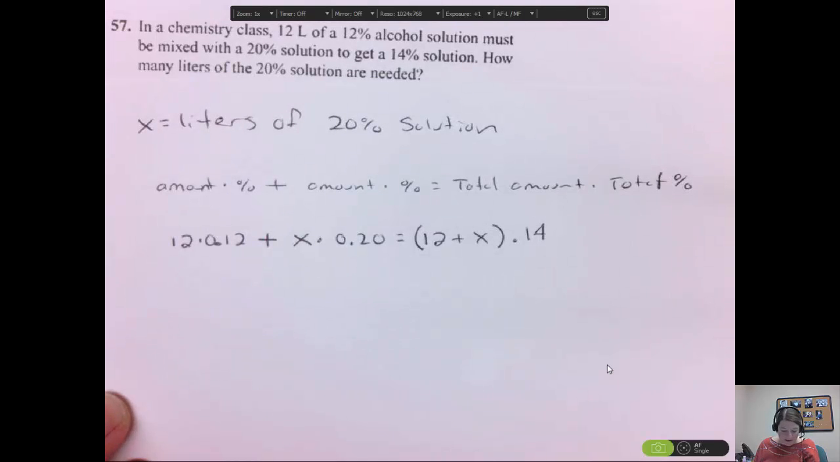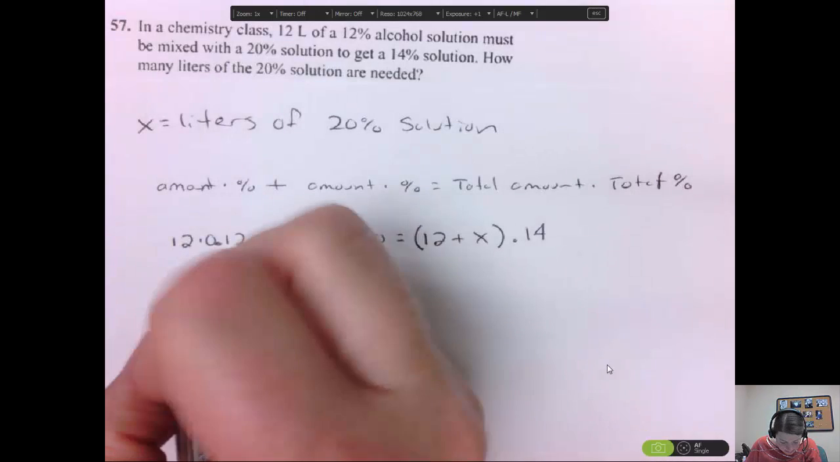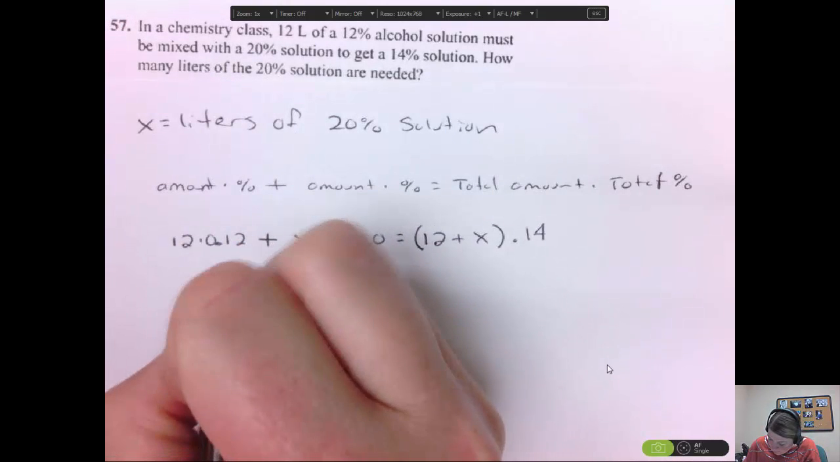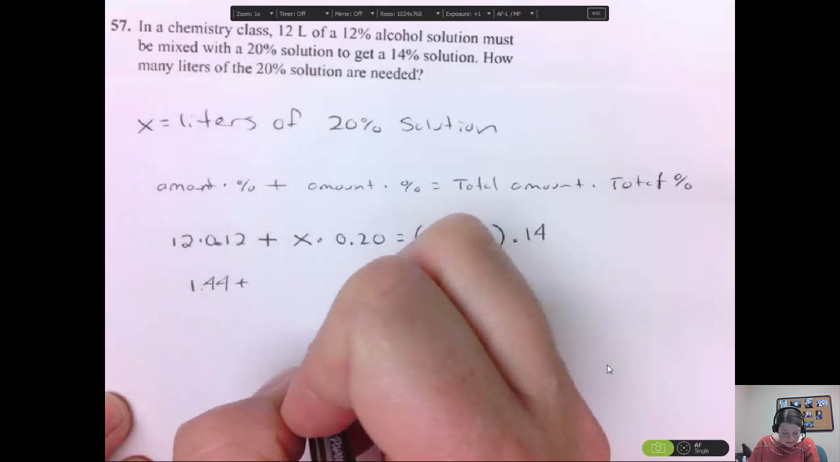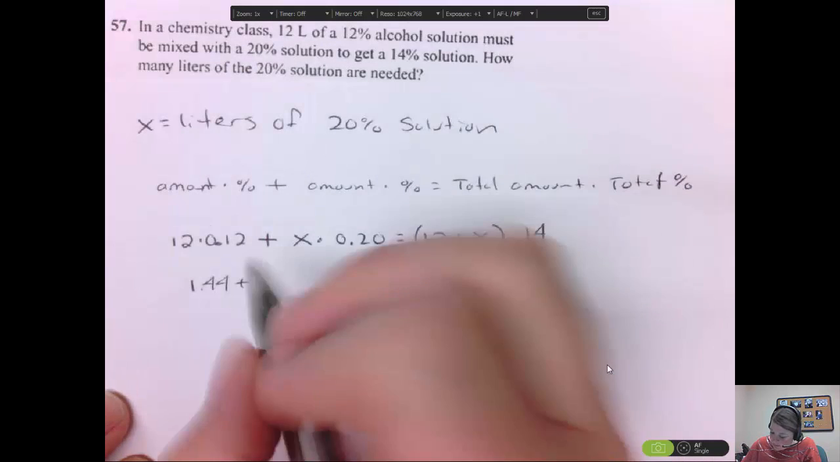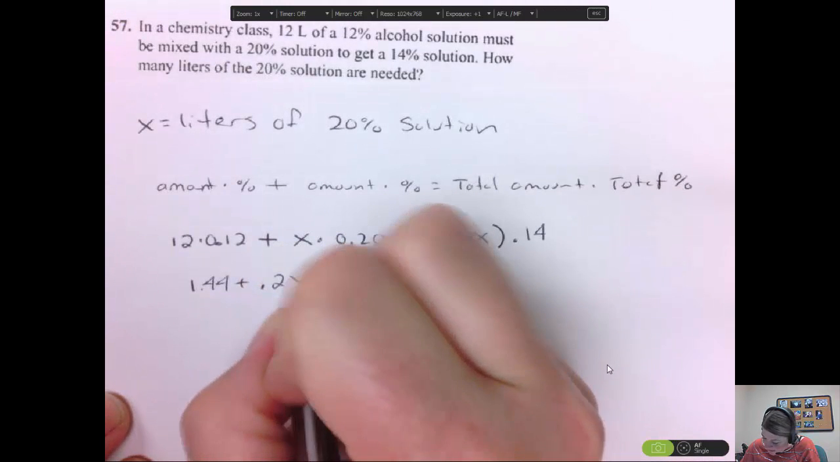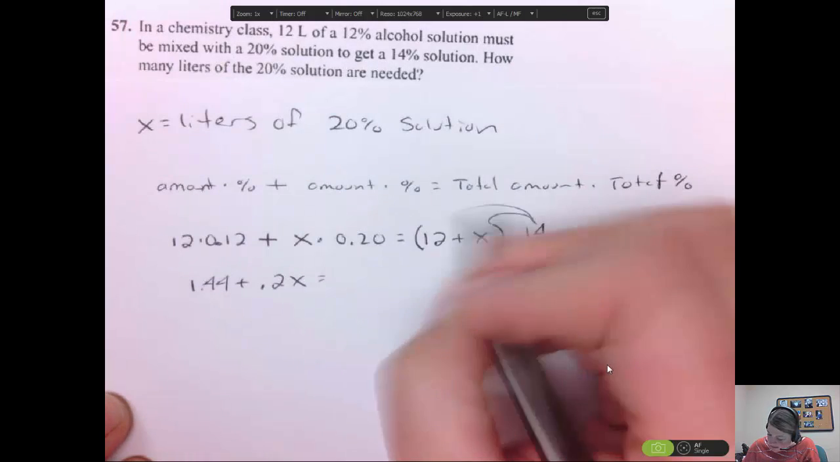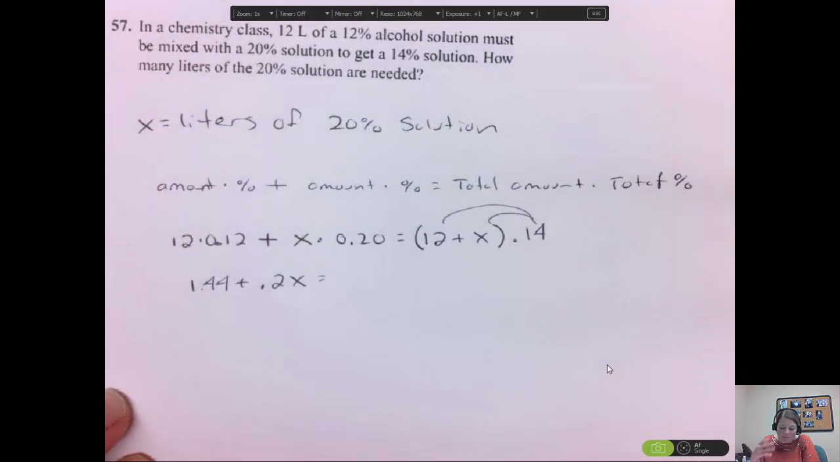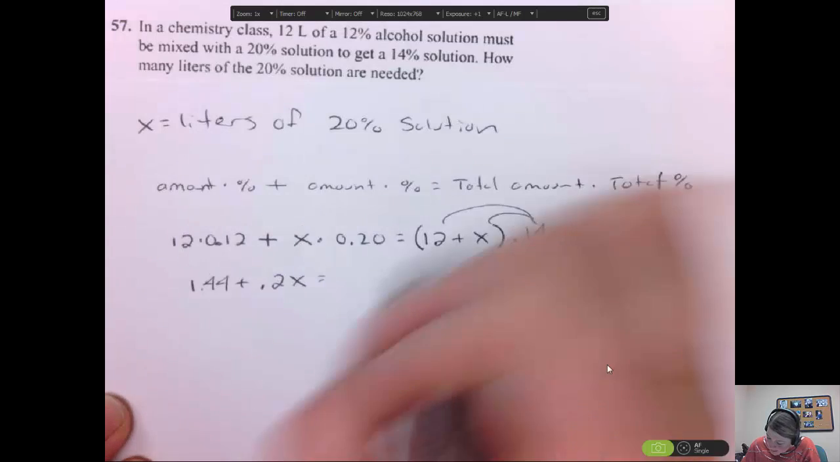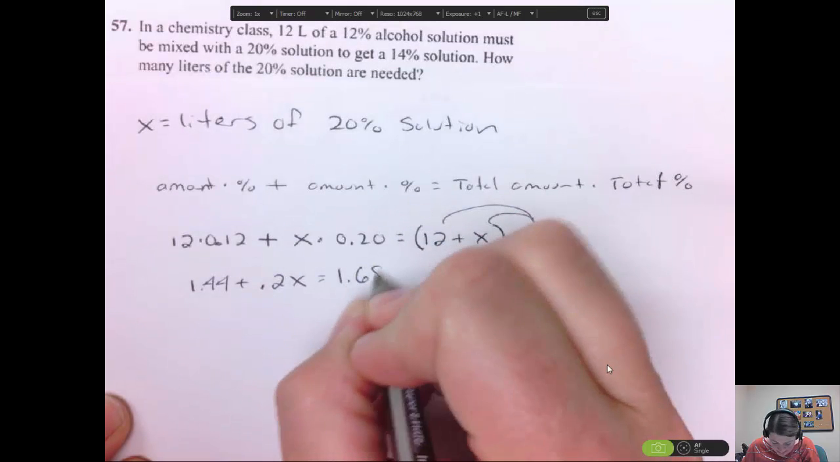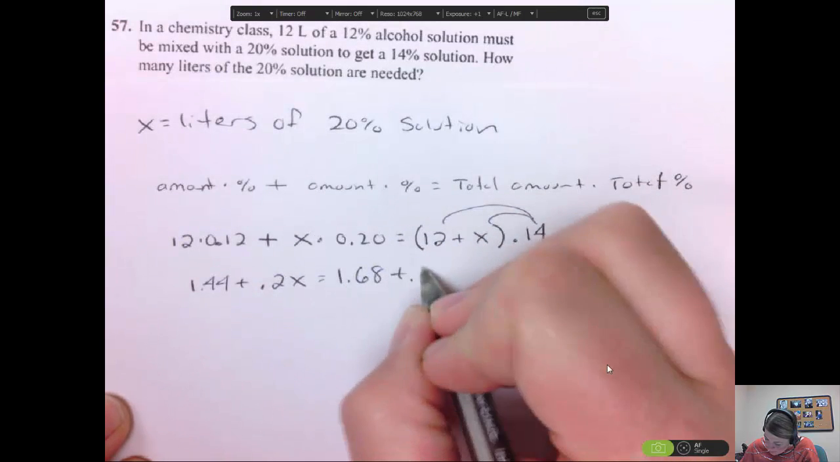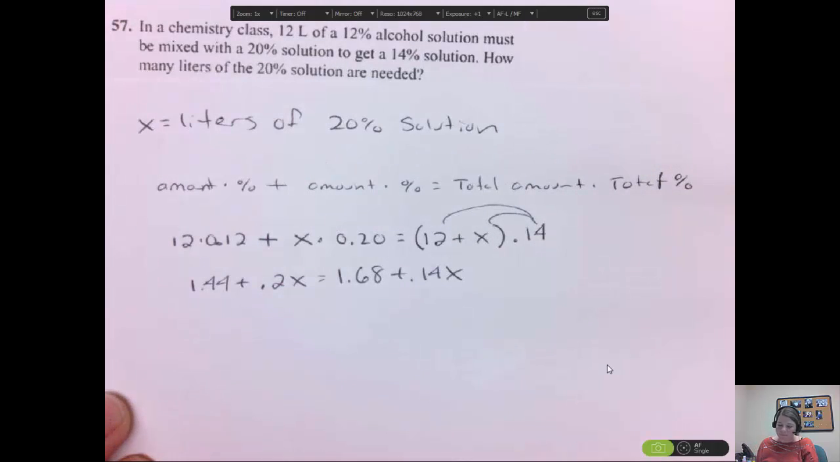Now let's simplify this. We can multiply this, which gives me 1.44. I like the 0.20 in front of the x, so I'm going to write that as 0.2x. And I've got to distribute this over here. We would get 1.68 plus 0.14x. Now we've got to get those two x's together, right?